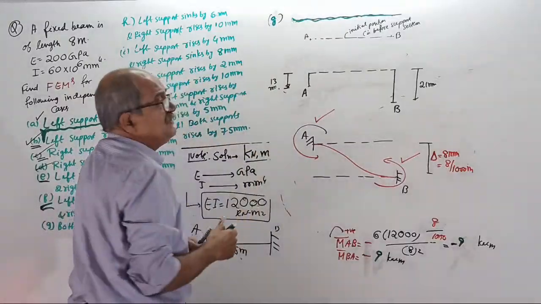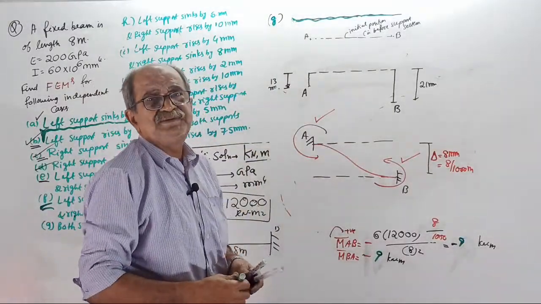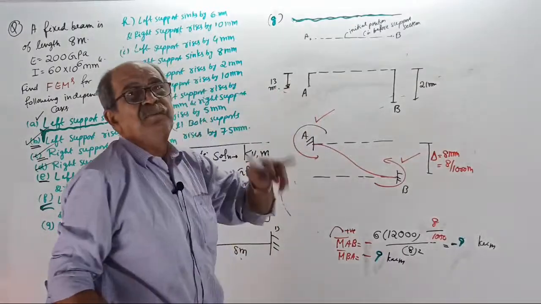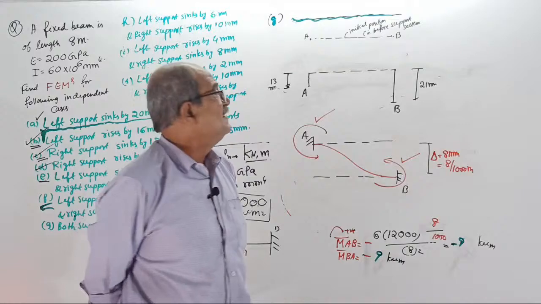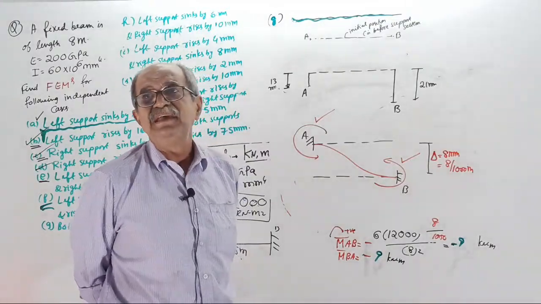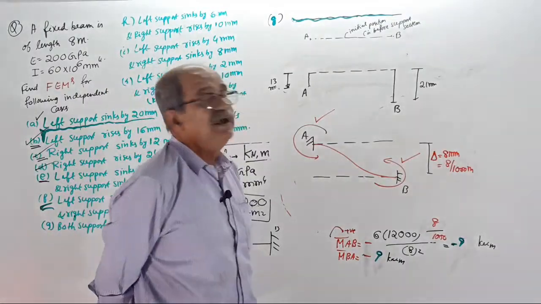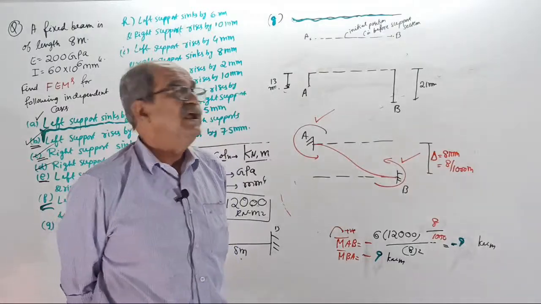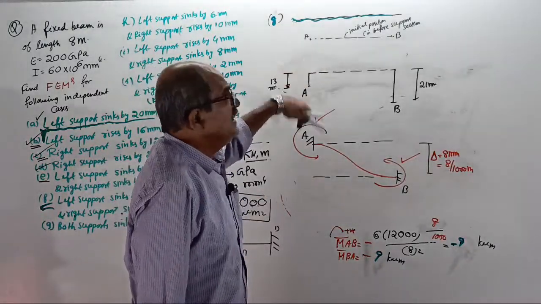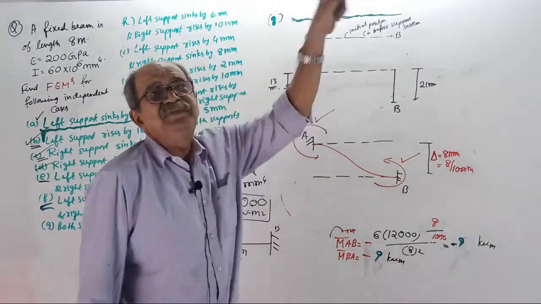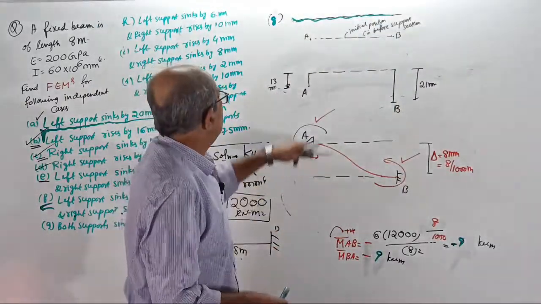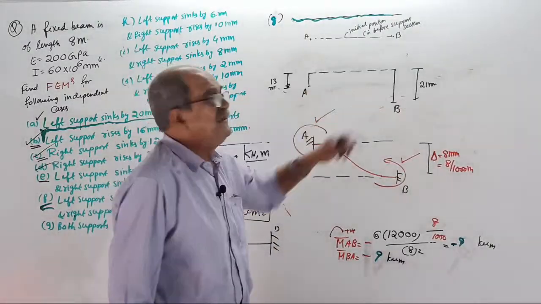Now, EF, G case. See, what happened is, first question, A sinking, B nothing. Second question, A rising, B nothing. Third question, B sinking, A nothing. Fourth question, B rising, A nothing. Fifth question, A sinking, B sinking, but A sinking more, B sinking lesser. Last question, A sinking lesser, B sinking more.